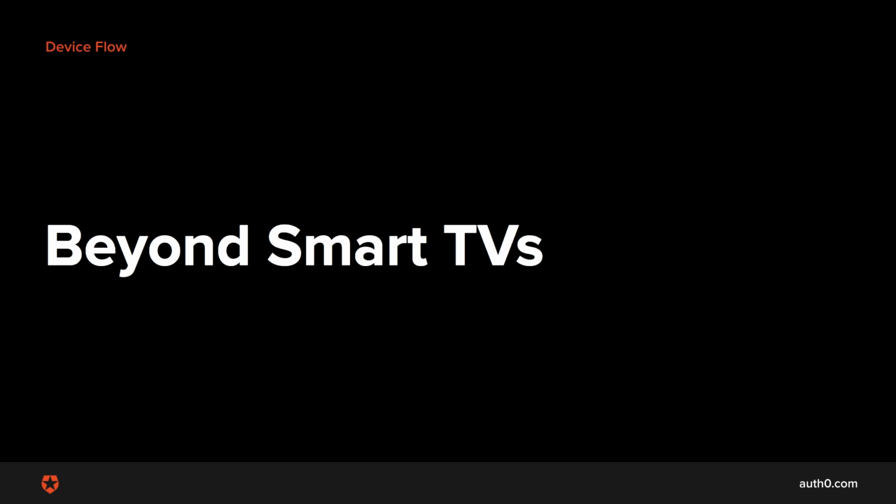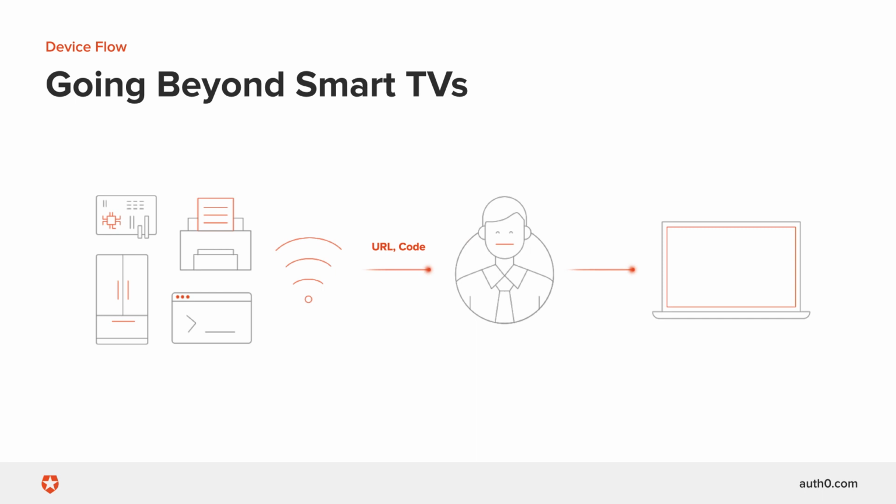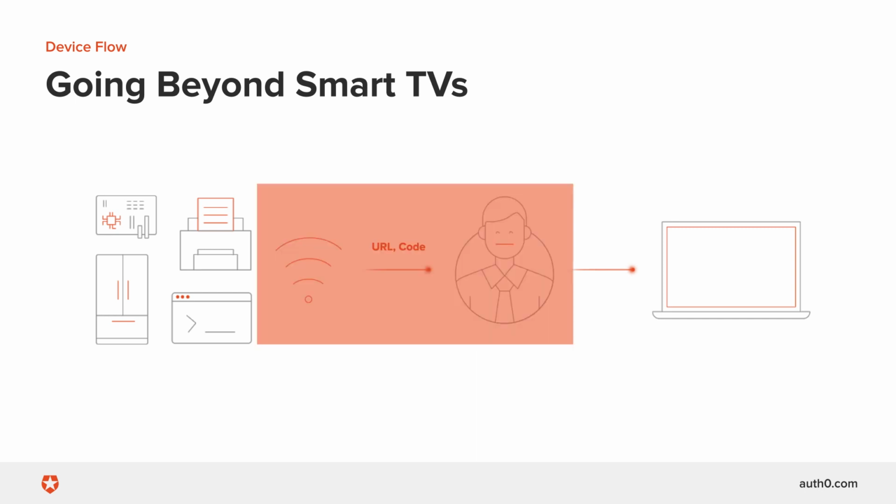What about other kinds of input constrained devices? Device flow isn't limited to smart TVs and media players. You can use device flow to authorize other devices such as consumer IoT devices like smart home appliances, sensor hubs, or even CLI devices that have no browser or a graphical shell. As long as a device has a means to communicate over the internet and a method of presenting the URL and code to the end user, Device Flow provides an effective, secure solution.